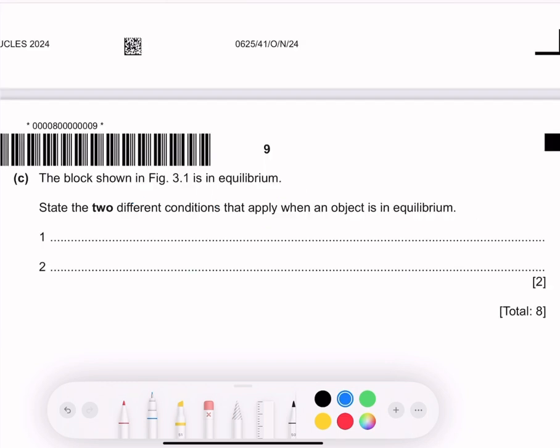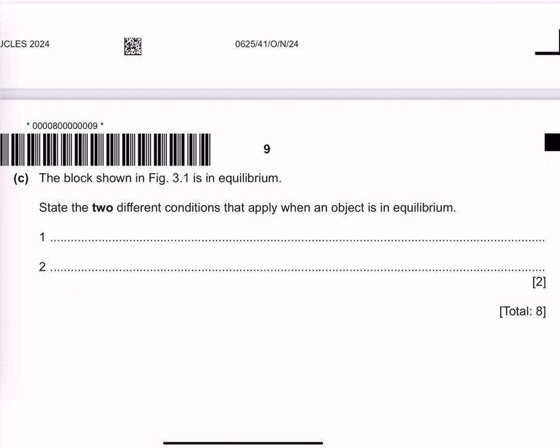Last part of question 3, part C. The block shown in figure 3.1 is in equilibrium. State the 2 different conditions that apply when the object is in equilibrium.